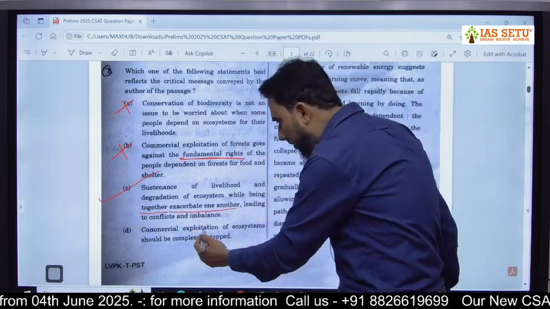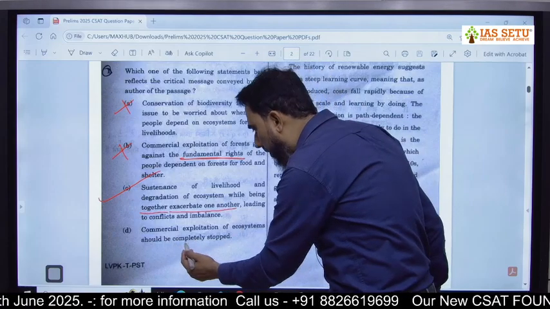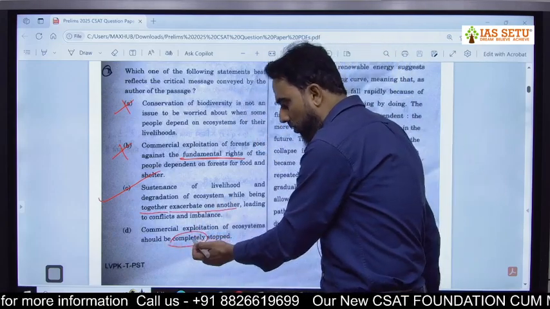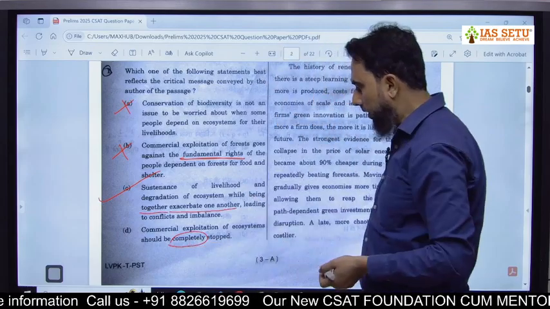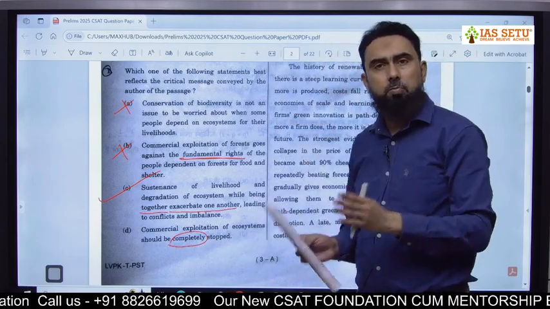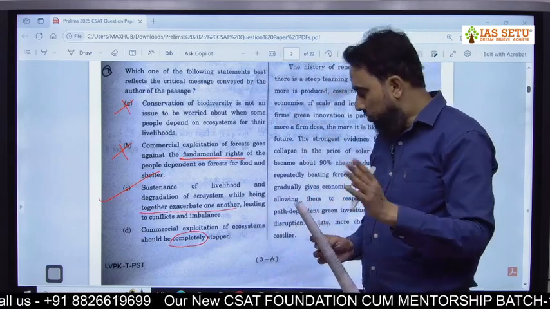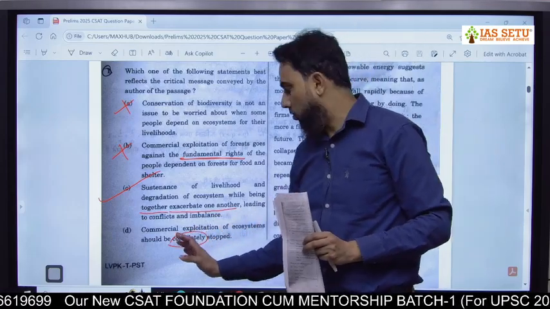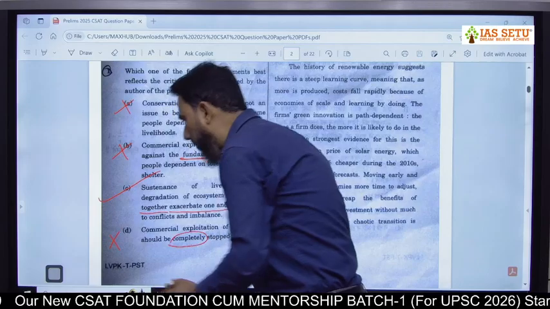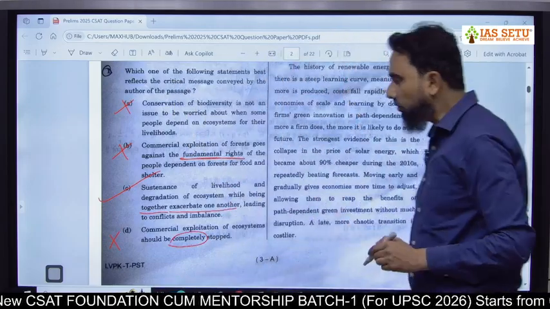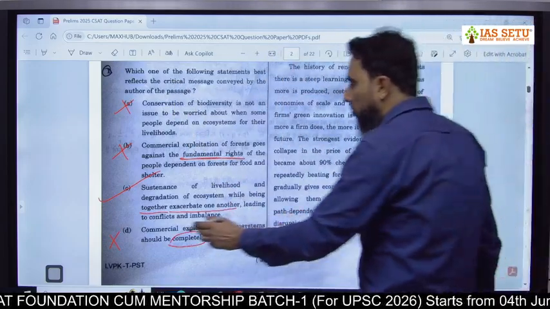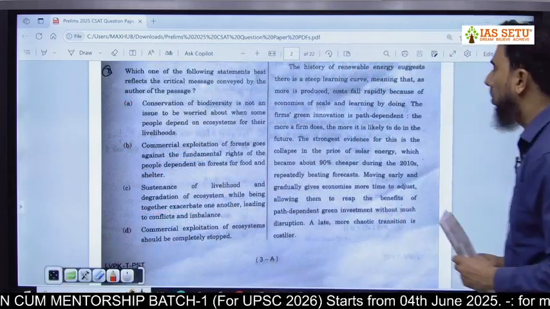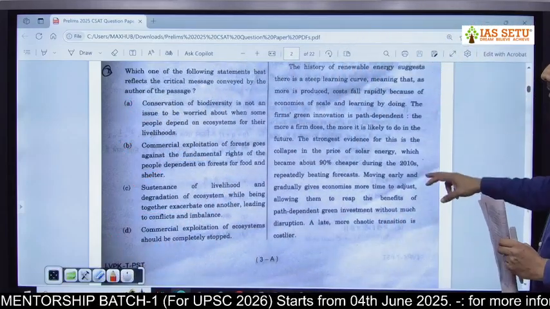And the D option says commercial exploitation of ecosystem should be completely stopped. Now, the word is "completely." This is a violation of the degree. The author has said only that commercial exploitation alone will not be good, which does not mean that commercial exploitation should be completely stopped. So, D does not represent the main point. It is the C option. And this was a question that each of you must have got correct because of the errors in other options.